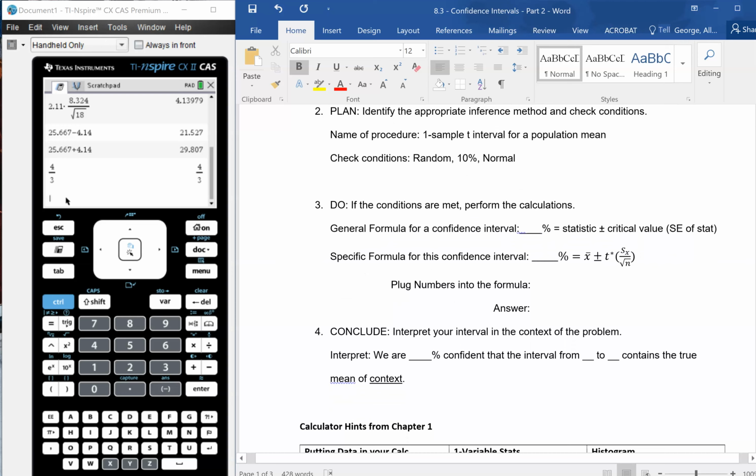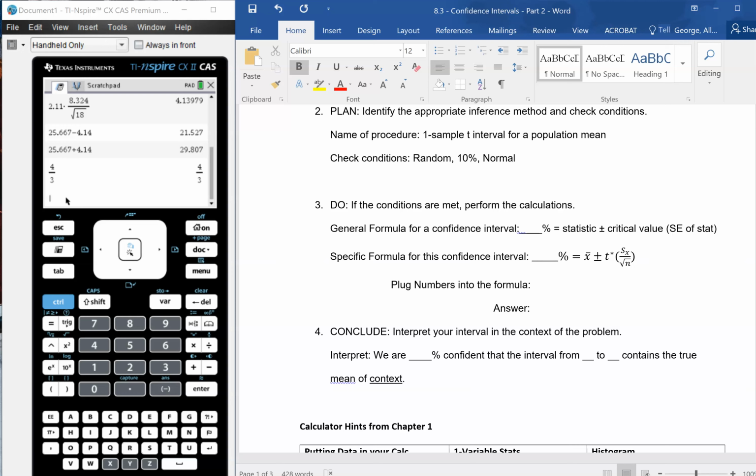Then going through the do, you've got your calculations. It's the same setup that it's been. Your statistic plus or minus your critical value times your standard error. We're using standard error instead of standard deviation because we don't know the standard deviation of the population. We only know the standard deviation of our sample. So since we're using that, we're going to call it standard error. And you've got your formula there.